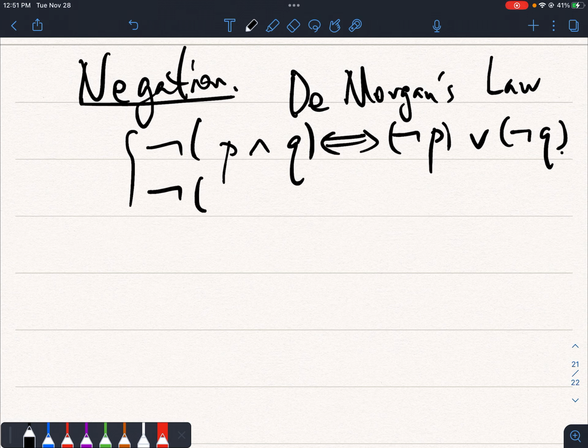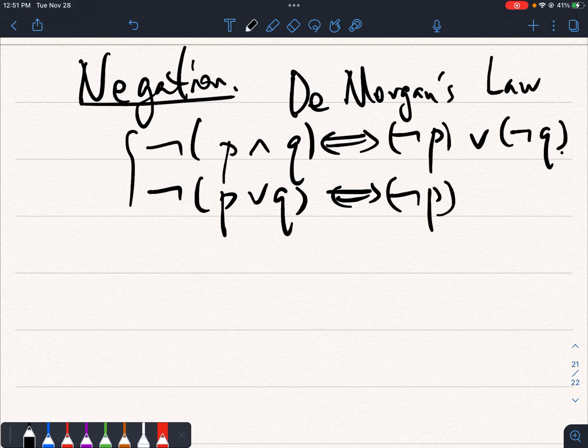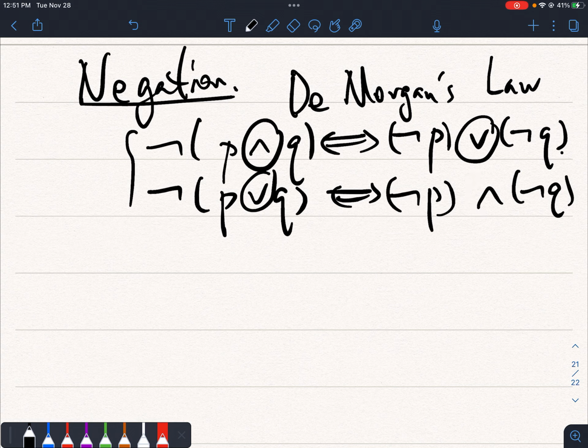And together with another one, which is not (P or Q) is equivalent to not P and not Q. You can think of this as something similar to the distributive law, like you just put the not into P and into Q, but you have to change logic and into logic or, and you have to change logic or into logic and. So this is De Morgan's law.